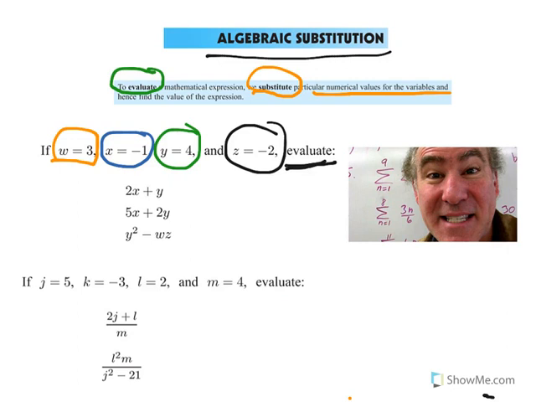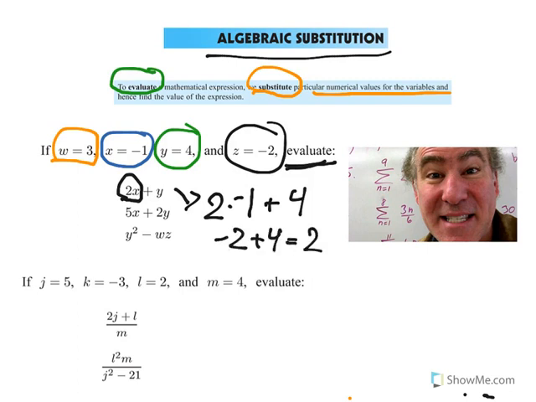So if I was to evaluate 2x plus y, now I know what x is and I know what y is. So this is going to be 2. And we know that when a number and a letter are together, it means they're multiplying. That's going to be 2 times x. What is x? Negative 1. And then we're adding y, which is 4. 2 times negative 1 is negative 2. Negative 2 plus 4 equals 2. Okay? So we have evaluated 2x plus y.